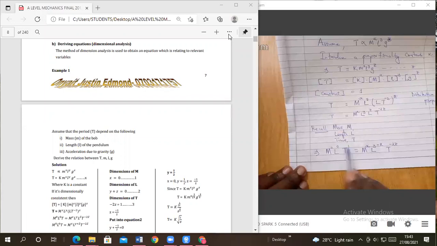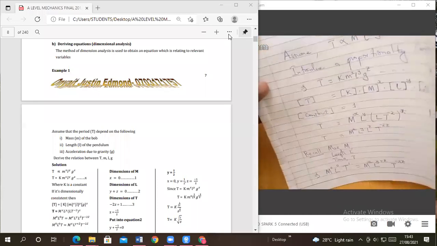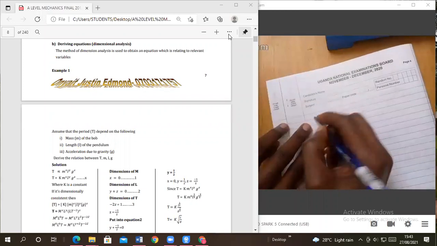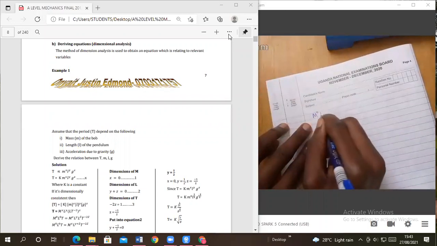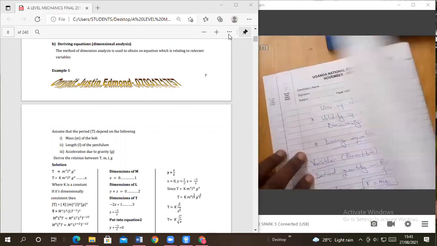Have you got it now? Yes. So I'm only bringing that, but the dimensions still remain this. I'm only bringing this M and L for the purpose of equating them. So let's start with, we had M to the power 0, L to the power 0, T to the power 1 equals to, what did we have there?